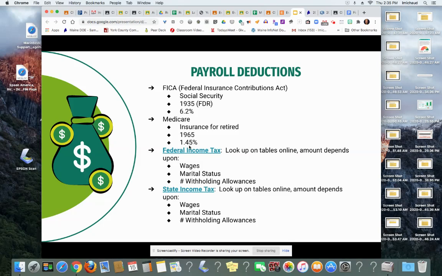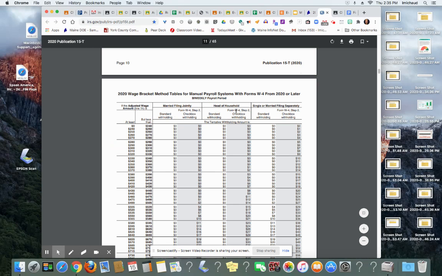So the amounts withdrawn for federal income tax and state income tax depend on how much money you make, or your wages, your marital status, married or single, and the number of withholding allowances you claim. So these are the number of people that are financially dependent upon you. We look these amounts up on the tax tables online. So the federal income tax table looks like this.